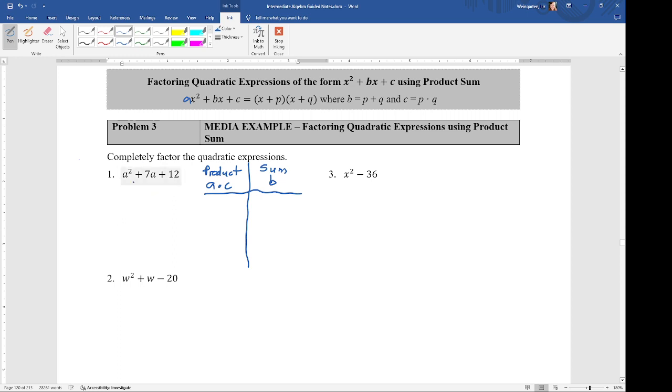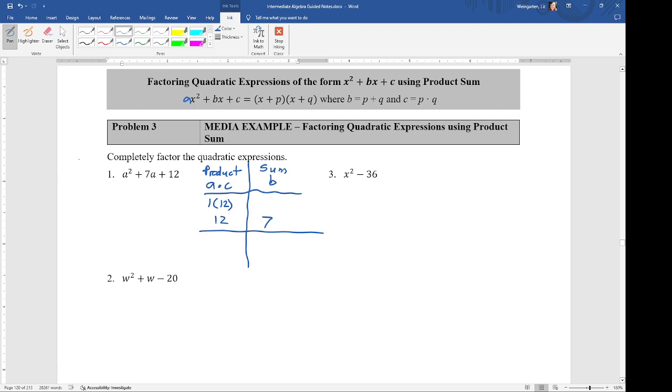So let's look at our first example. A times c is 1 times 12, or 12. Our sum is 7. So what we're going to do is look for 2 factors of 12 that equal 7. And it's okay if you have to do several tries on this. It takes a while to get the hang of it. I know I struggled with this when I first learned this concept.